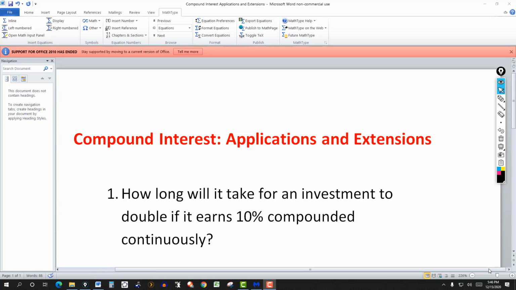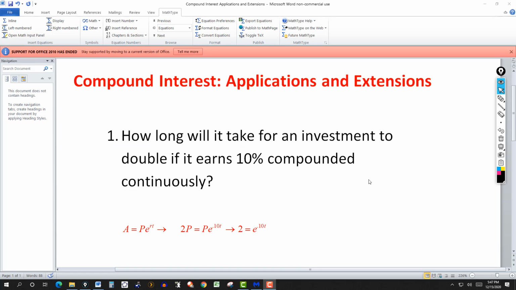In this video, I'm going to look at some more compound interest problems. This will be on applications and extensions. So we'll look at the first one. How long will it take for an investment to double if it earns 10% compounded continuously? So how long will it take to double at that interest rate if it's compounded continuously?